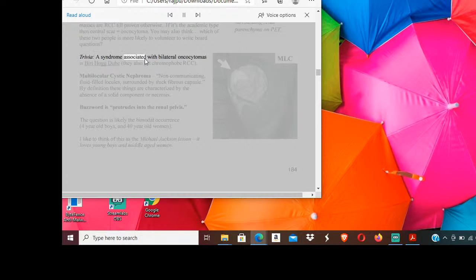Trivia. A syndrome associated with bilateral oncocytomas is Birt-Hogg-Dubé. They also get chromophobe RCC.